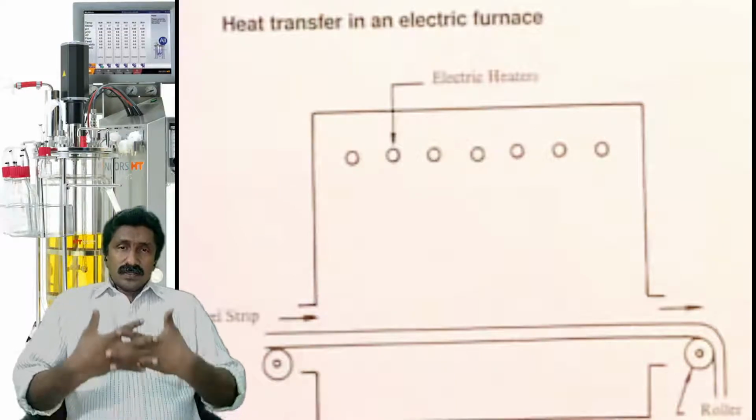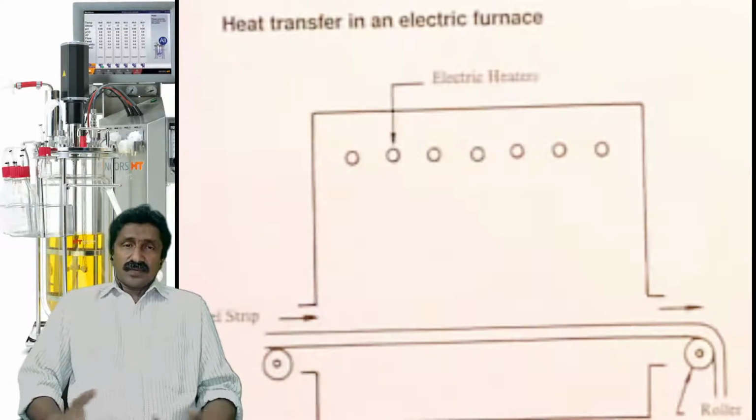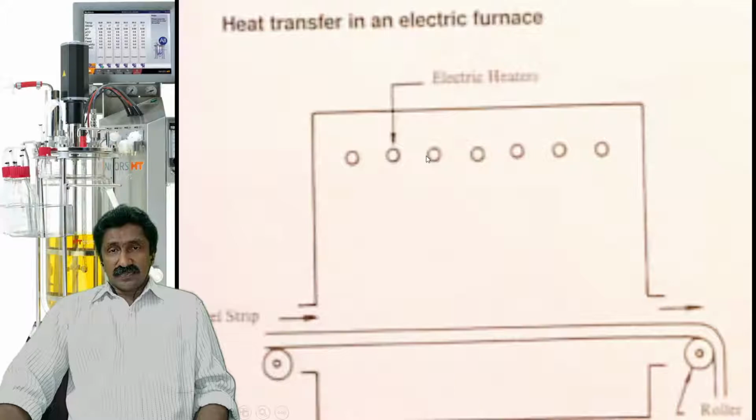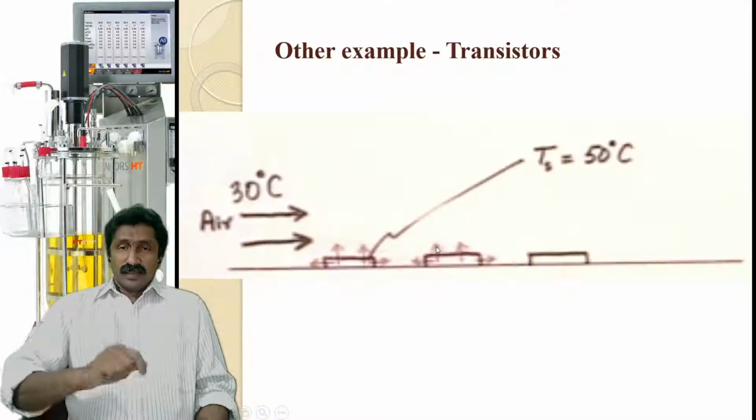Now, this is another example, a heat transfer in a furnace, where these are the electric heaters in the furnace, and heat will be transferred from this furnace through the air into the steel strip that is moving through this roller. So in the furnace, we are heating this steel strip using the heaters which are set there. In this case, the heat from the heaters is transferred through air to this metal strip or steel strip. So the transfer is through the air.